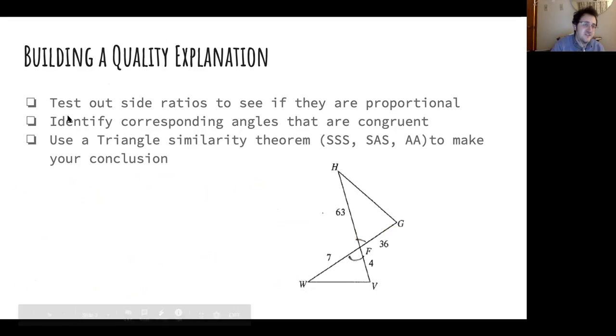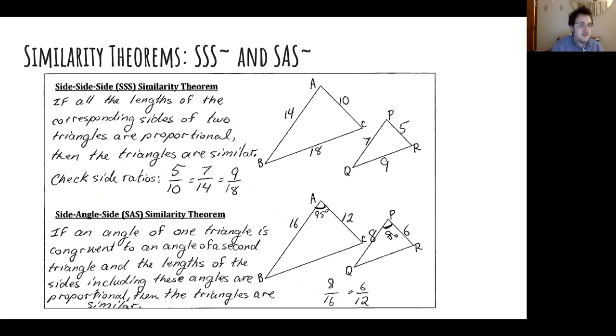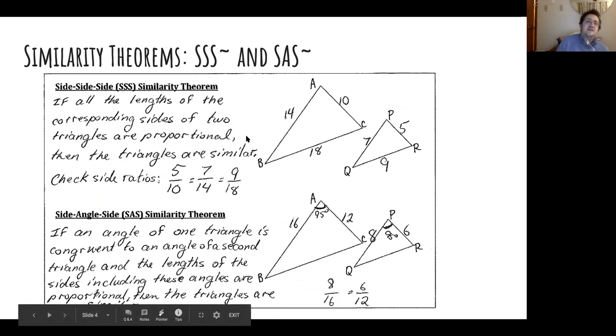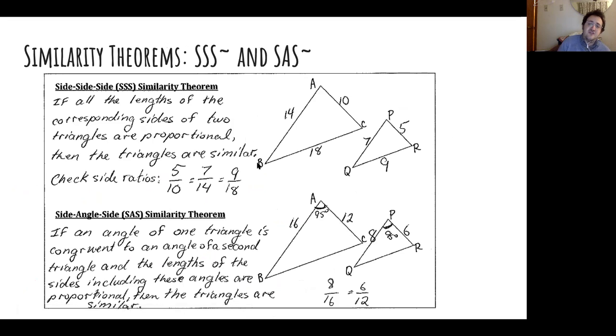All right, in the next few slides, we're going to give you the written examples. I would encourage you to pause the video and make sure that you have the major theorems down for similarity. Obviously, if you have no angles at all, the only theorem that you can use is side, side, side.